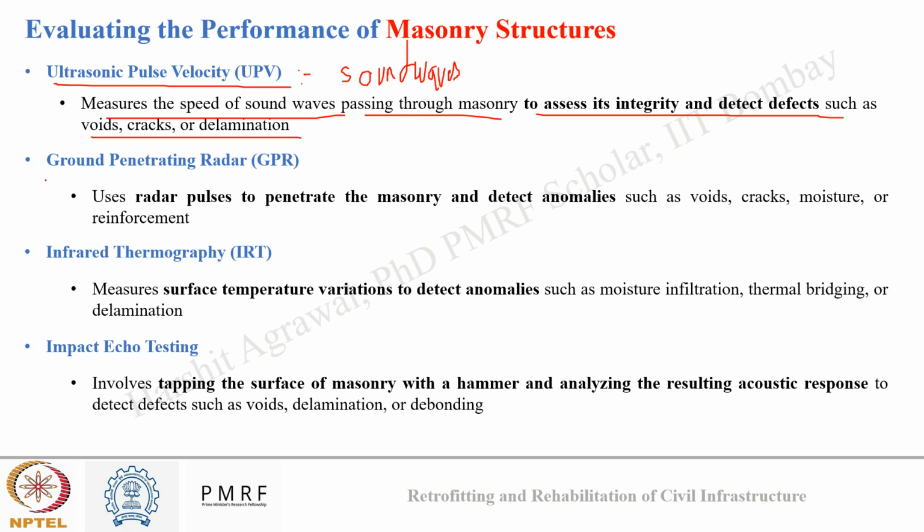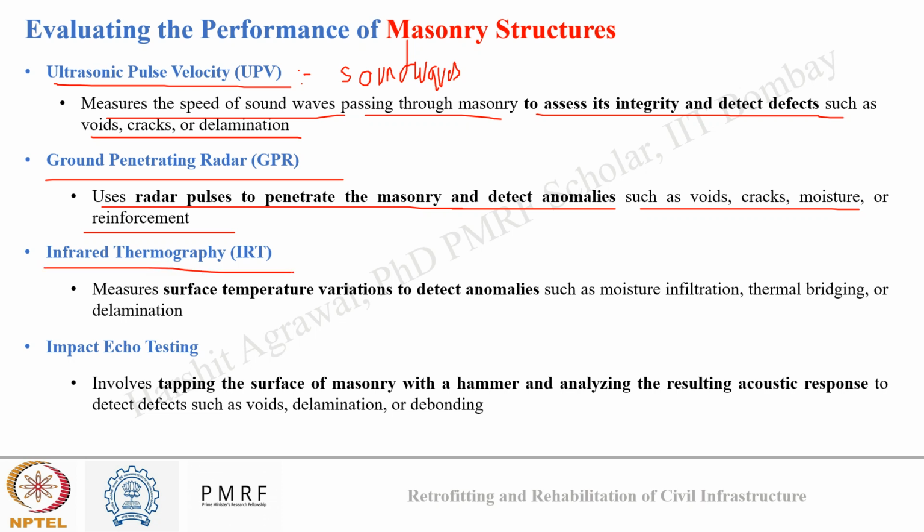Then we have ground penetrating radar. Here we use radar pulses to penetrate the masonry and detect anomalies like cracks, voids, moisture, and reinforcement. Third, we have infrared thermography, where we measure surface temperature variation to detect anomalies such as moisture infiltration, thermal bridging, and delamination. So where moisture and thermal issues are the reason behind distress in masonry, IRT can be used for evaluating the performance of masonry.